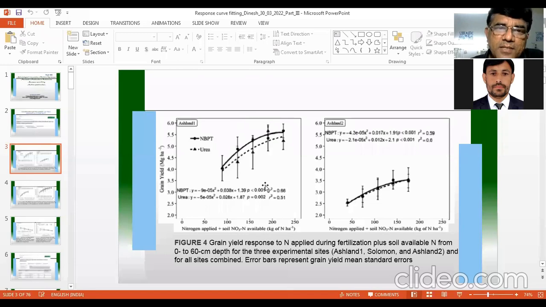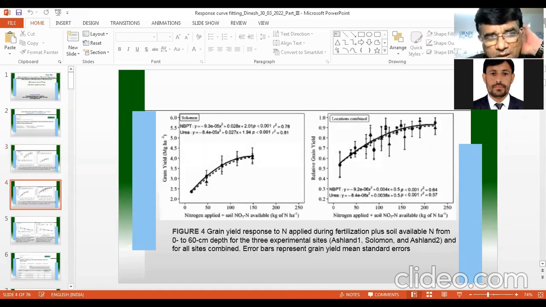In this case, two sources have been compared. However, you can also compare 5 varieties. In one graph, you can have 5 lines for 5 different varieties. However, the levels will remain the same and grain yield will vary according to the variety. So this is how you can use this knowledge. Wherever you have a question, you can stop me.